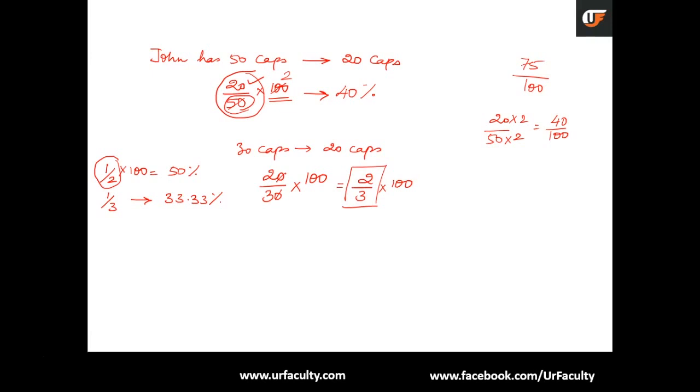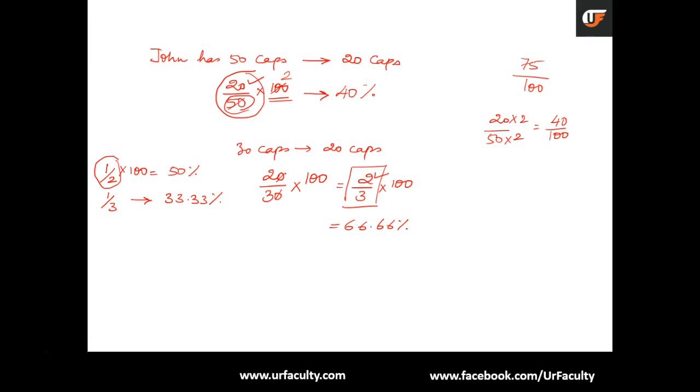Now if it is 2 by 3, it just means that it is 66.66%. What did I do? I just multiplied 1 by 3, 33.33, into 2. So which gave me the answer as 66.6.